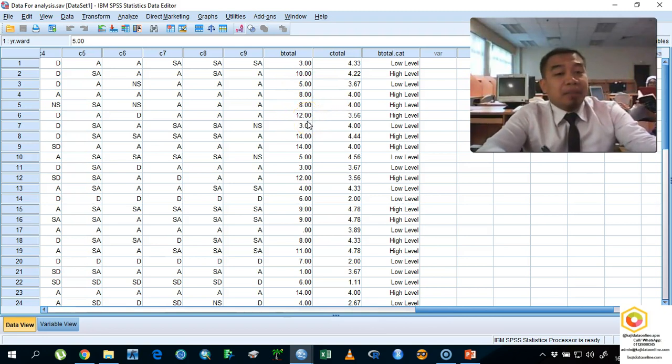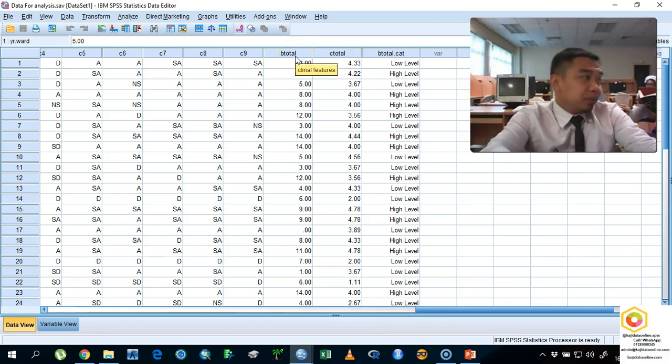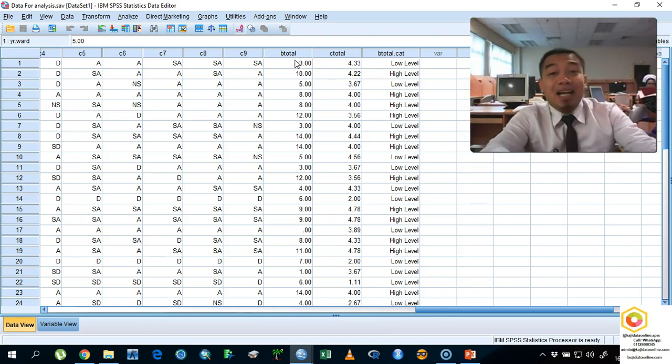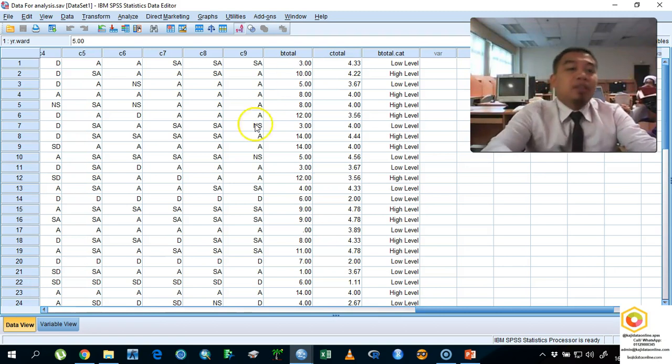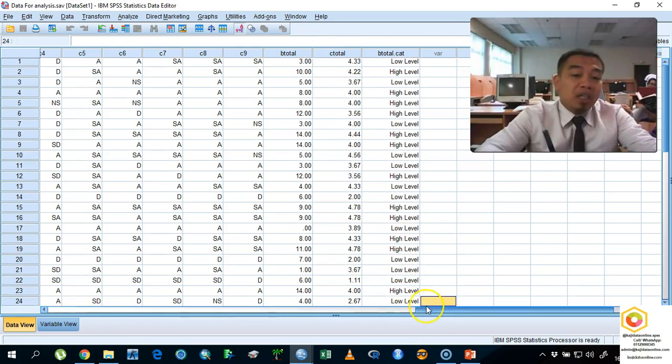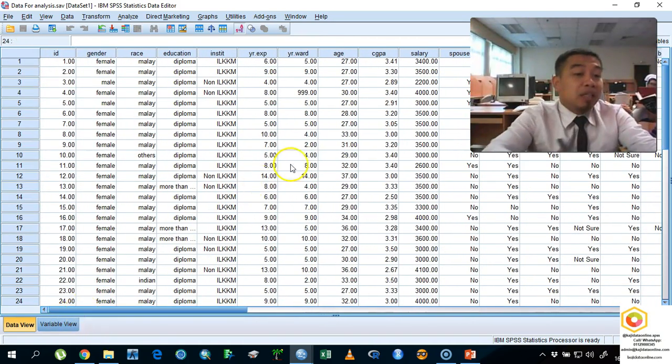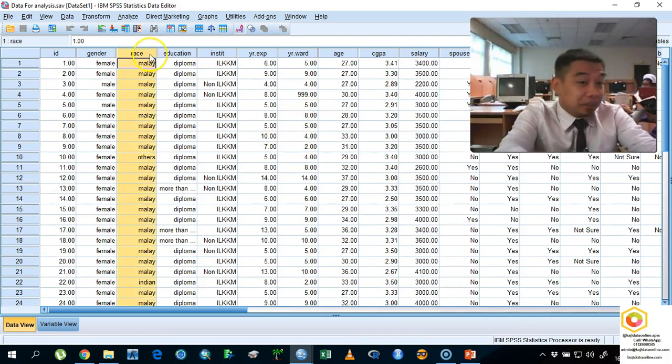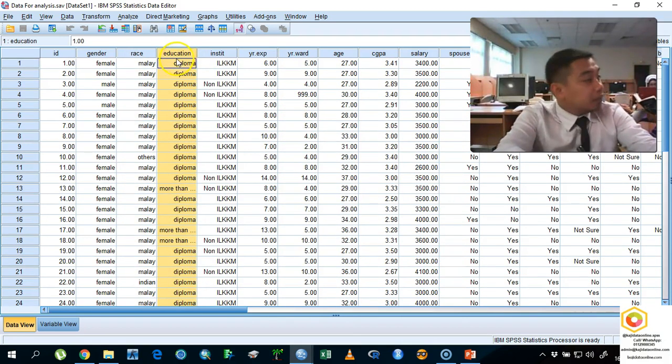Okay, now ladies and gentlemen, I'm going to analyze the B total. As you know, the B total is our DV, correct or not? B total is talking about the awareness level of the respondents regarding lung cancer. So now we are going to analyze this and compare between the different groups, and those groups must be more than 3. So which ones have more than 3 groups? Race, educational status. Correct? This one is the different IV.